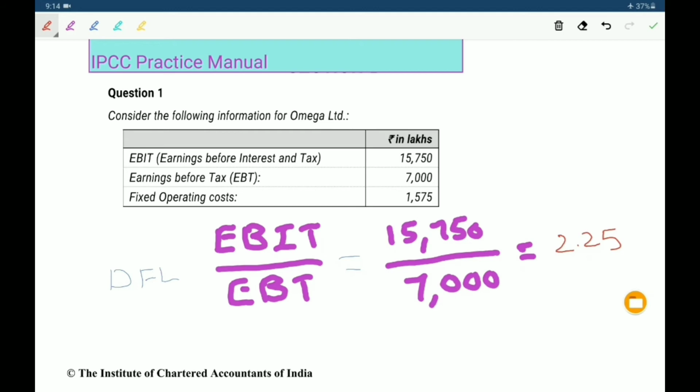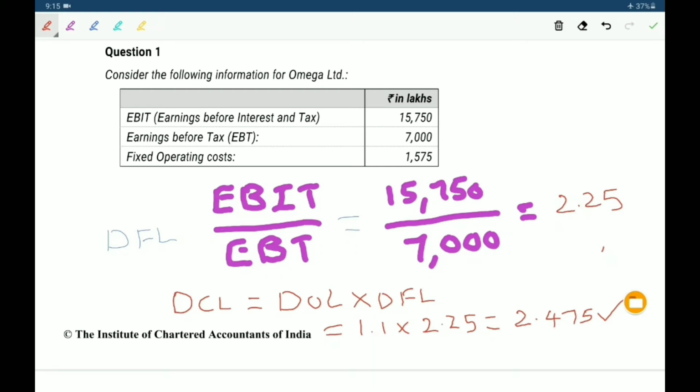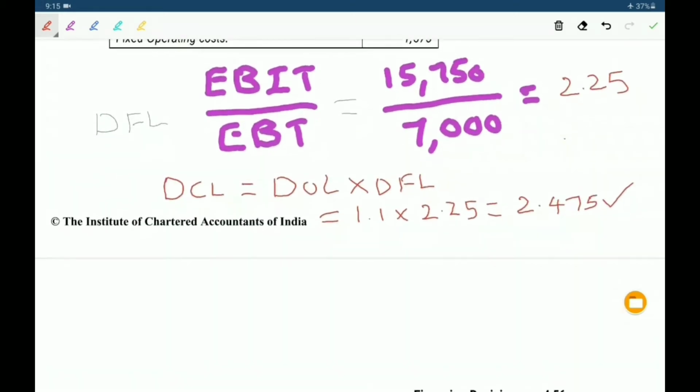Combined leverage. Degree of combined leverage equals, what is the formula? Degree of operating leverage into degree of financial leverage. It gives 1.1 into 2.25, which is 2.475. It is the degree of combined leverage. Now we have to find out the percentage change in EPS.